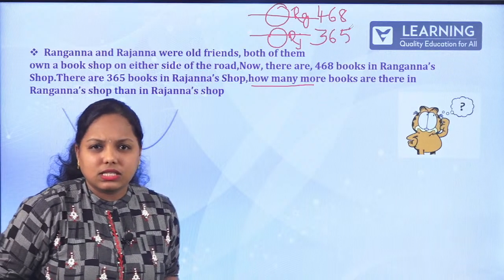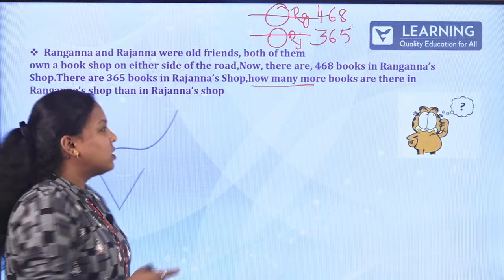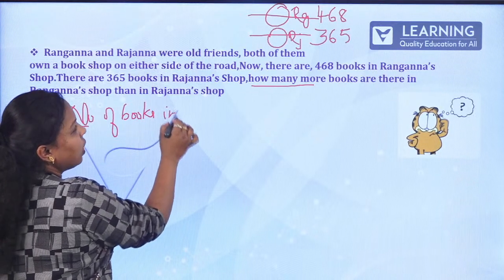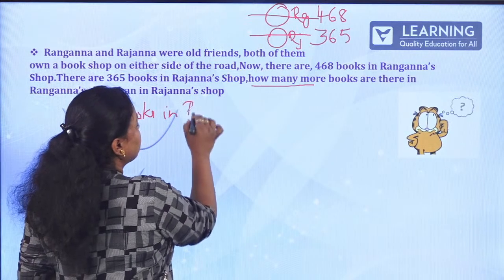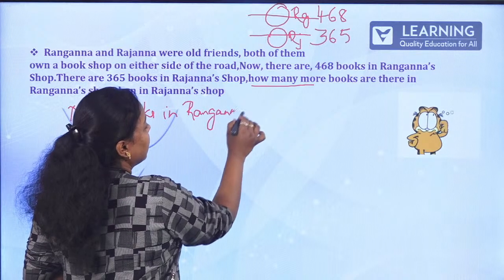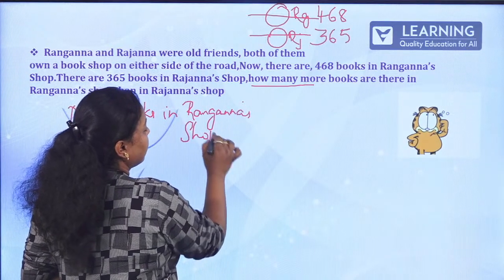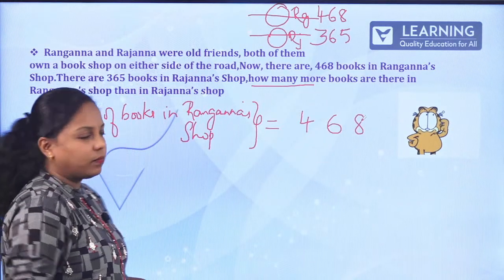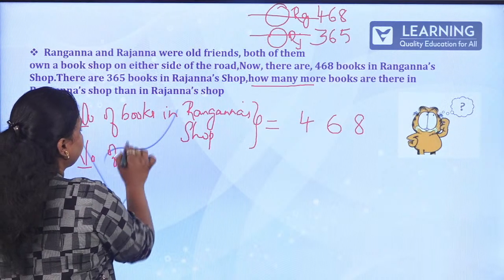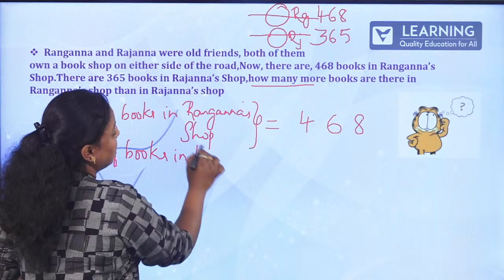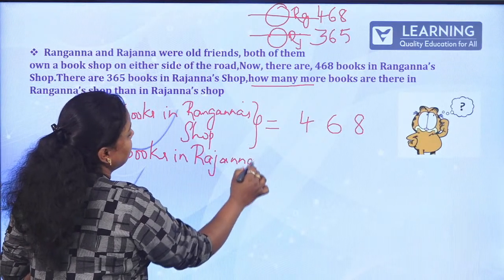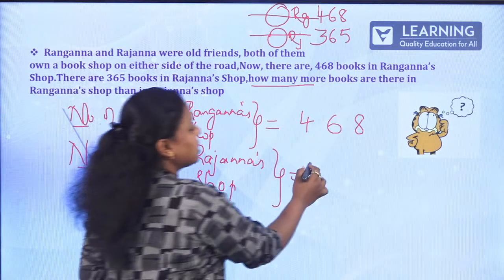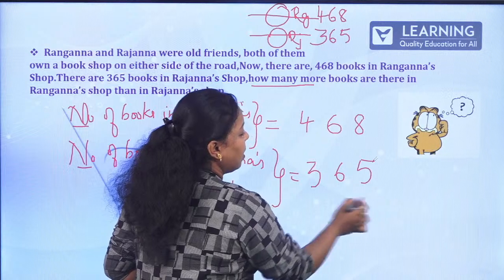Ma'am, which do I have to write first as the statement? What is the higher? 468. So now, number of books in whose shop, which is highest? That is Rangana. Number of books in Rangana's shop. So what is the number? It is 468. Now, what is the next statement? Number of books in Rajana's shop. Rajana's, it is apostrophe s, Rajana's shop. So what is the number? It is 365.